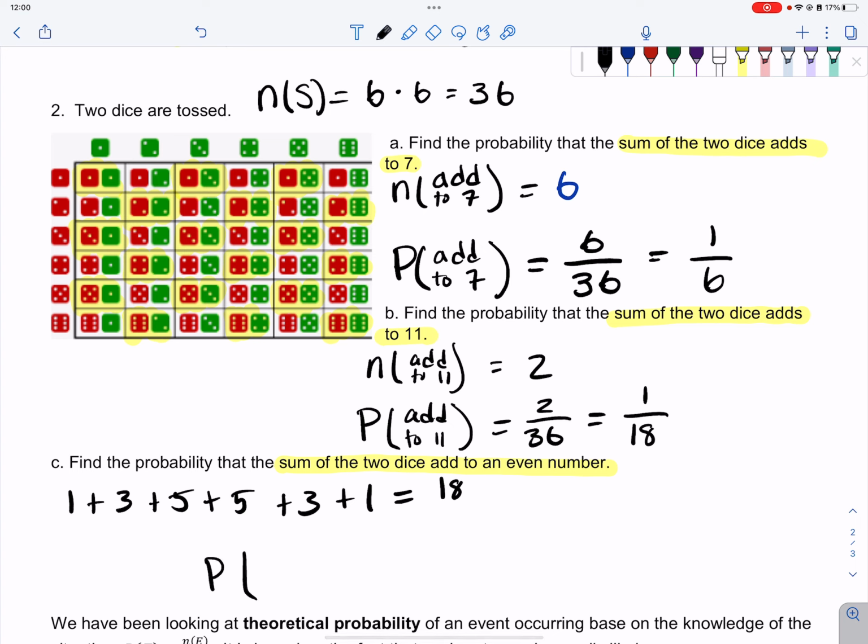So now our probability that they add to an even number, well, we have 18 from the table out of the 36 different options. So then that simplifies to be 1/2, or 0.5.